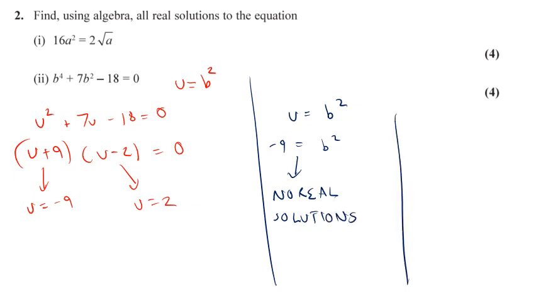Or we get 2 equals b squared, in which case b equals the square root of 2, specifically the positive square root of 2 or the negative root of 2. The values for b are minus root 2 or b equals plus root 2. Those are all of our solutions.